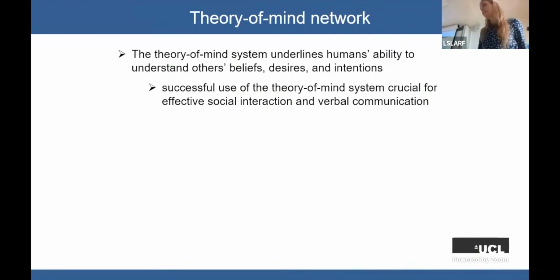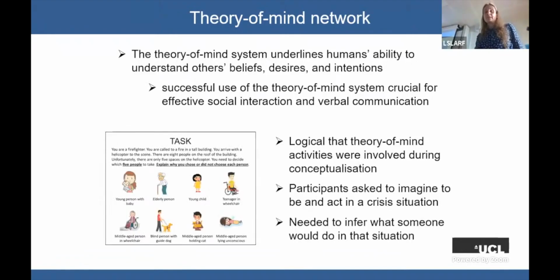What do we mean by theory of mind activities? The theory of mind system underlies humans' ability to understand others' beliefs, desires, and intentions. So when we speak and communicate, when we talk to somebody, we always need to rely on this particular system. It's an essential part of social interaction and verbal communication.